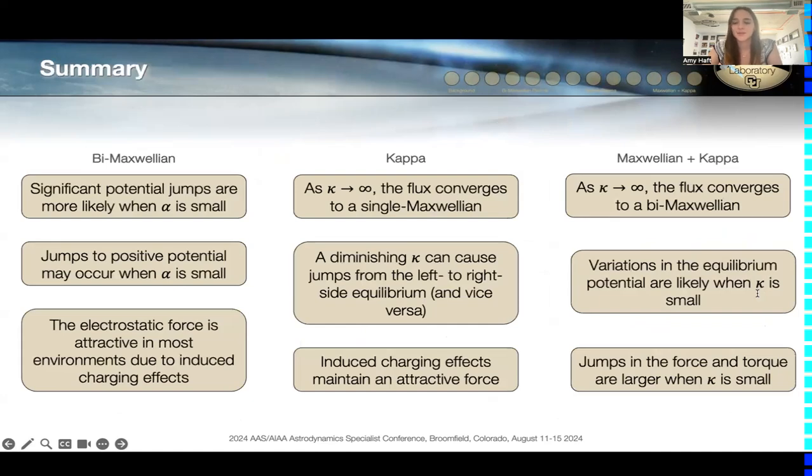This is a summary of the topics I discussed in these slides, but I would really recommend checking out my paper for more details if you're interested in the non-Maxwellian plasmas. There's a lot of supplementary information for what I talked about today.